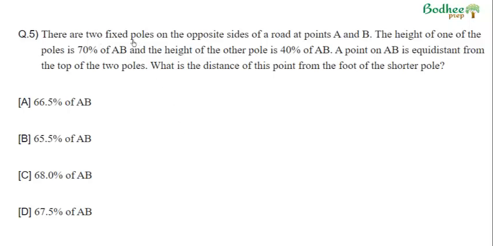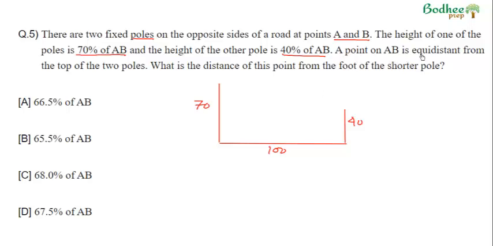Now in this question we have been given that there are two fixed poles on the opposite side of the road at a point A and B. The height of one of the poles is 70% of AB and the height of the other pole is 40% of AB. So let us assume that this is the road AB and assume that the length is 100. So one of the heights is 70%, so this will be 70, and the other is 40%, right? So this will be say 40.